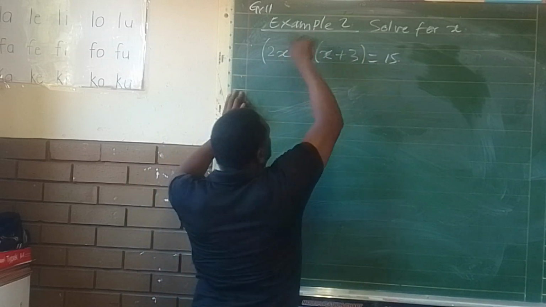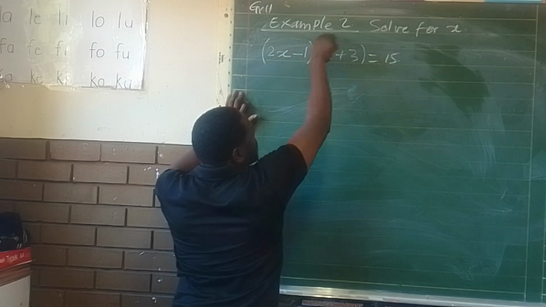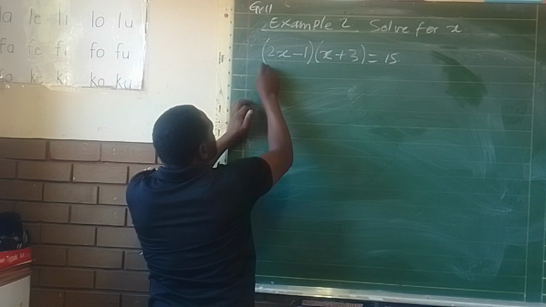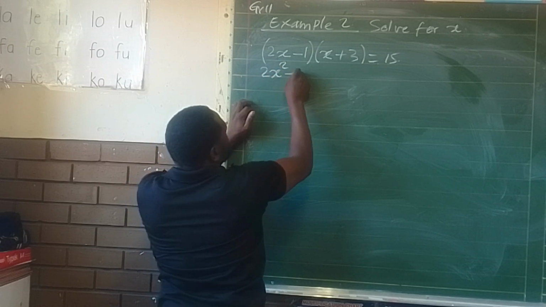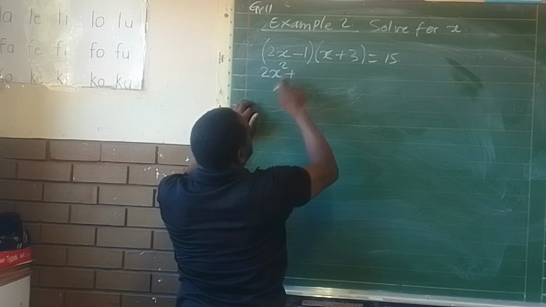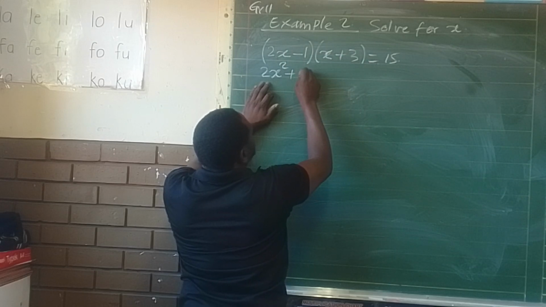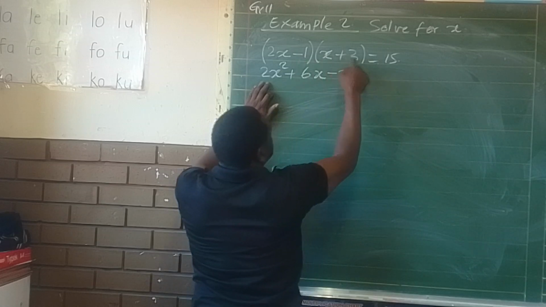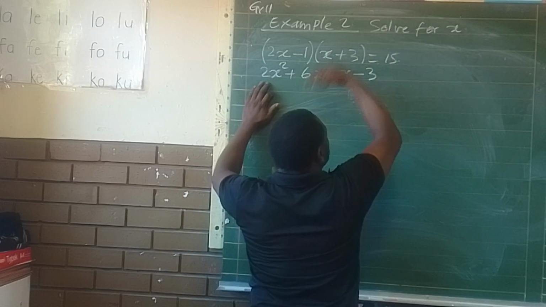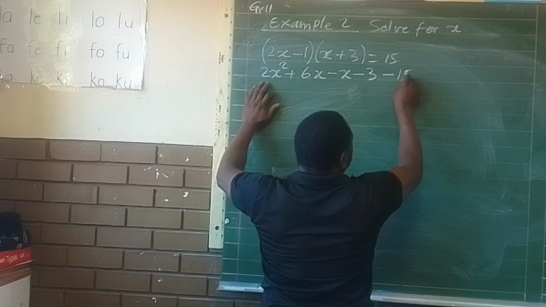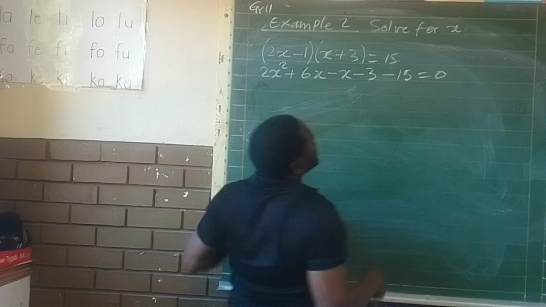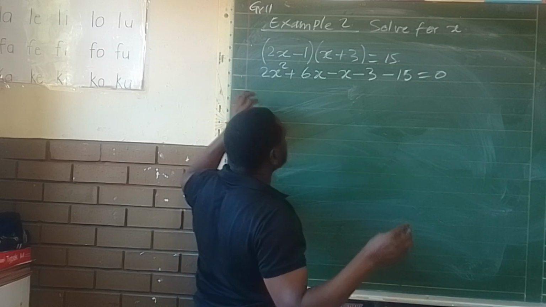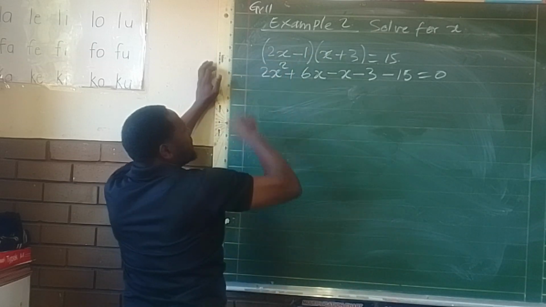So here you still remember grade 10, when you have to distribute, you multiply these 2 brackets. You have to get 2x squared plus this times this is 2x squared, this times that, it's 6x, this times this is minus x, this times this is minus 3. This one comes this side, it's minus 15 is equals to 0. These are the skills that you have to have. I believe you have already, because from grade 10 we did this.